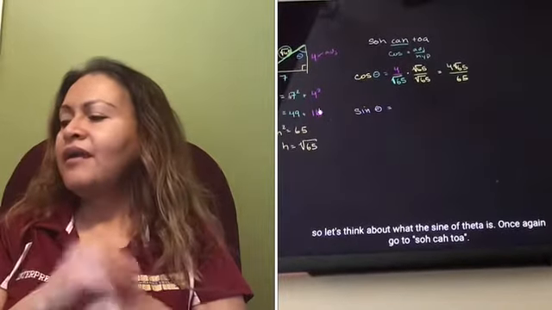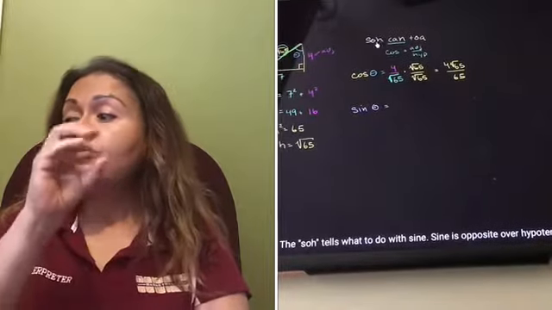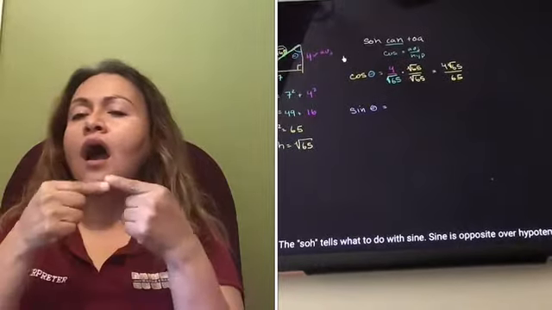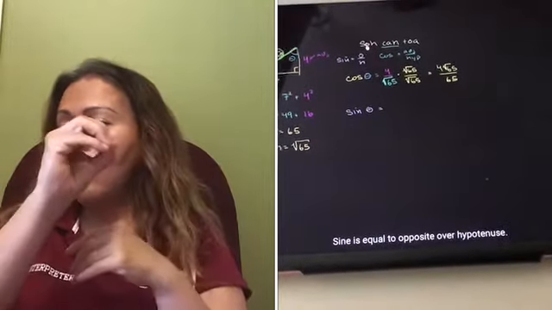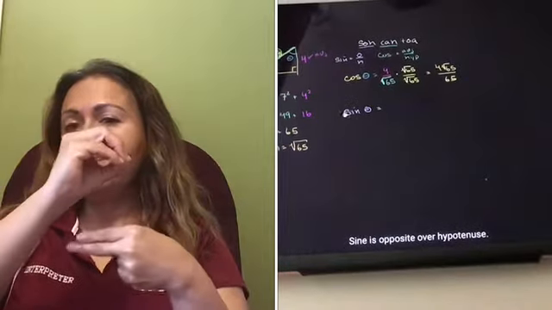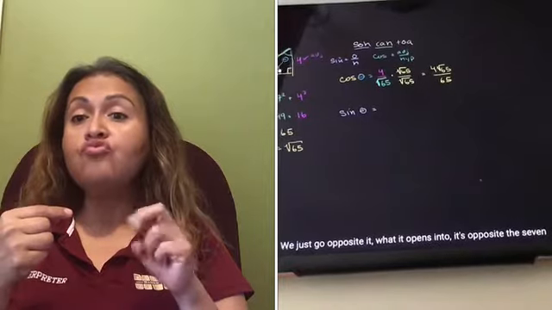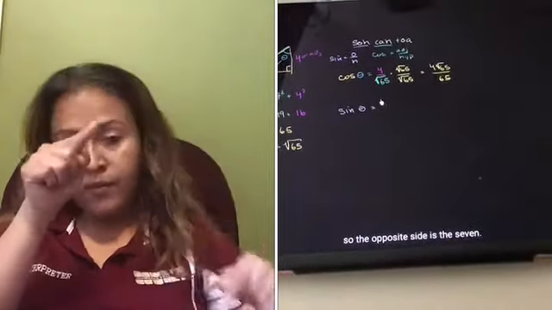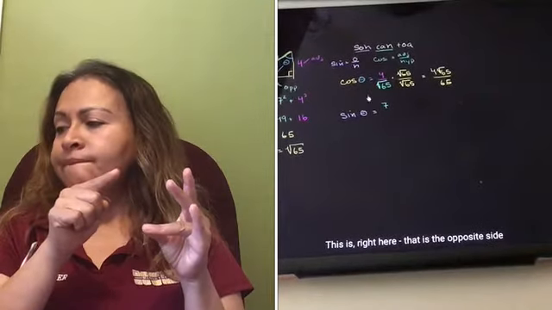So let's think about what the sine of theta is. Once again, go to SOHCAHTOA. The SO tells us what to do with sine. Sine is opposite over hypotenuse. So for this angle, what side is opposite? Well, you just go opposite it, what it opens into. It's opposite the 7. So the opposite side is the 7. This right here is the opposite side.